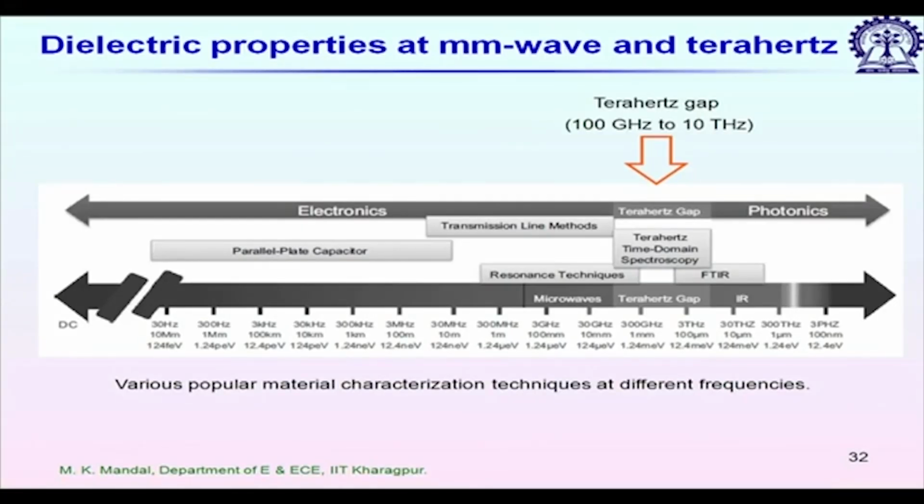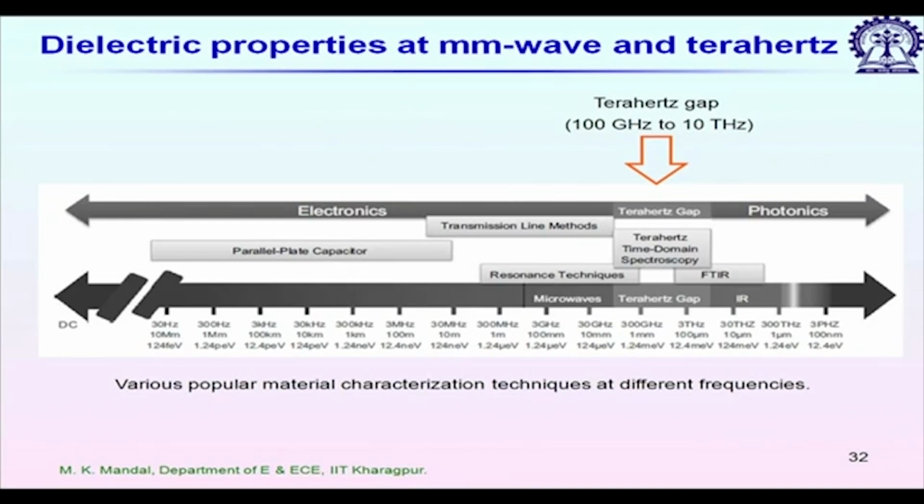Actually, if we further increase the frequency to submillimeter wave or terahertz frequency, this transmission line method or that resonance method is not very accurate. There are some other methods which we use. That is terahertz time domain spectroscopy, but unfortunately it is again not a very accurate method.